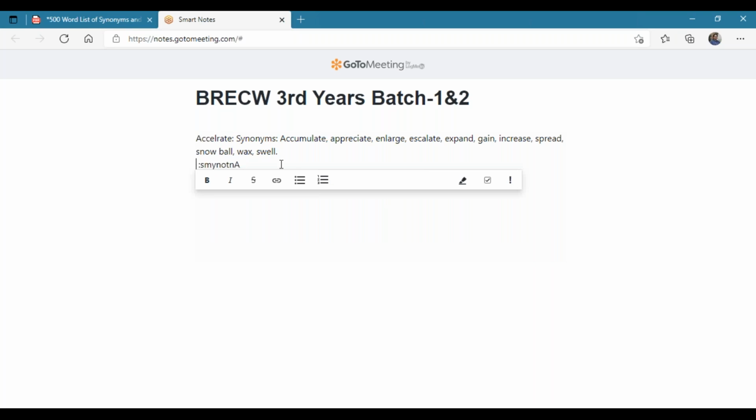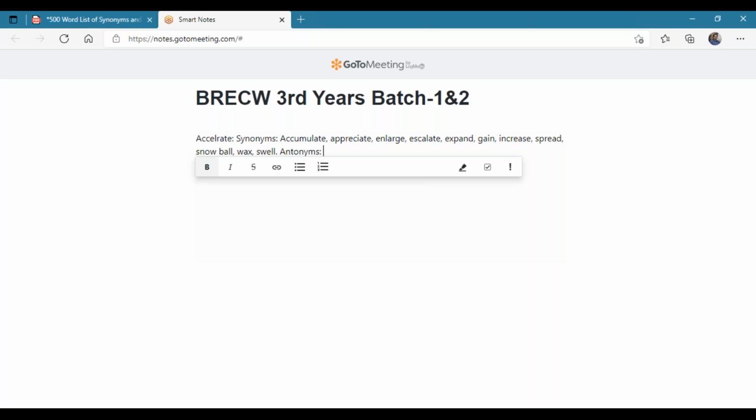And talking about antonyms. Antonyms of this word are contract, decrease, diminish, dwindle, lessen, recede. These are other words for this.